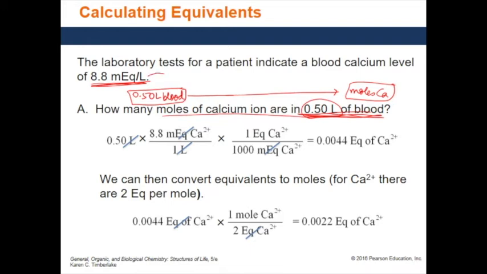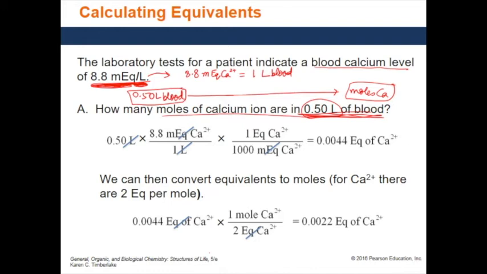Whenever you see this given to you in a question, that means this is a conversion factor. Let's convert it into a conversion factor. We can say that 8.8 milliequivalents of calcium ion is equal to 1 liter of blood. Why? Because this is telling you a blood calcium level of these many milliequivalents per liter. So 1 liter of blood has these many milliequivalents of calcium. So now we have a conversion factor between milliequivalents of calcium and liters of blood.